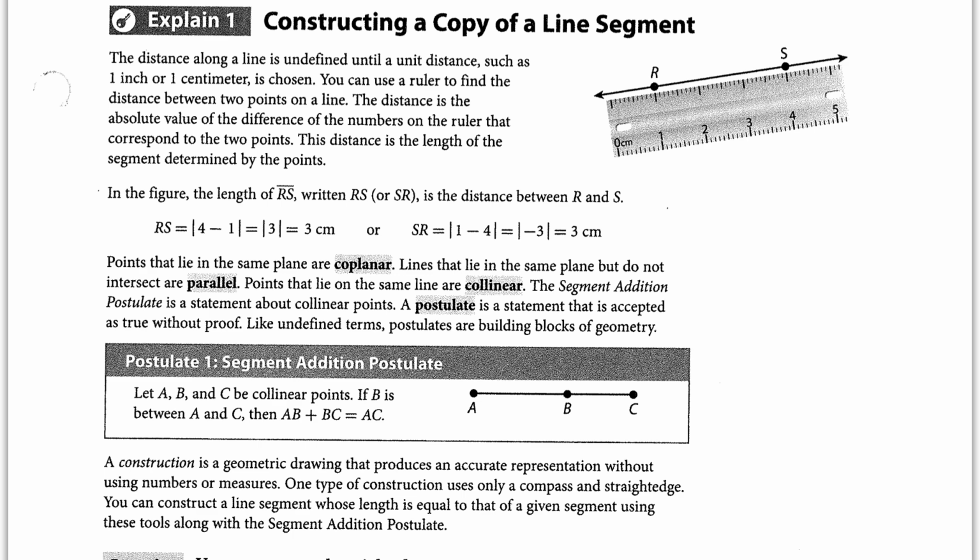So postulate 1, segment addition postulate. Let A, B, and C be collinear points, meaning they all lie on the same line. If B is between A and C, then segments AB plus BC will equal AC. So they're adding those 2 segments together to form a longer segment.